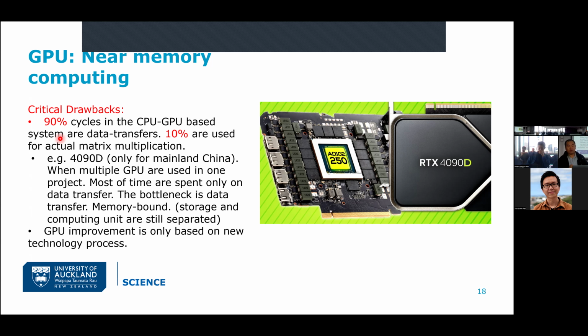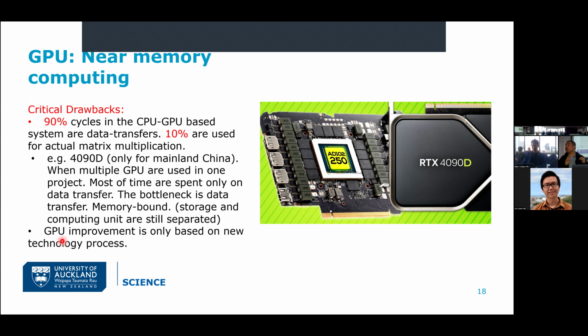When multiple GPUs are used in one project, the bottleneck is data transfer, not the execution of CUDA cores. Those data transfers can take up to 90% of the execution time. So basically, it's hard to say whether this ban is successful or not, but it totally depends on what you think. Then another thing I'm going to talk about is GPU improvements.